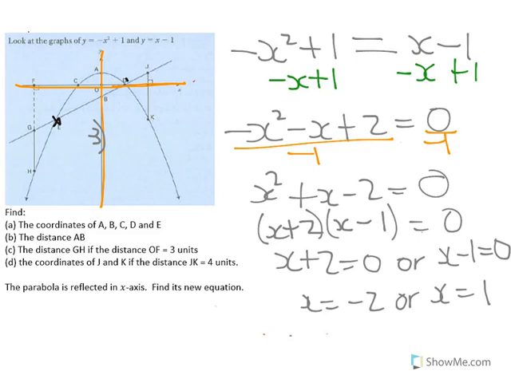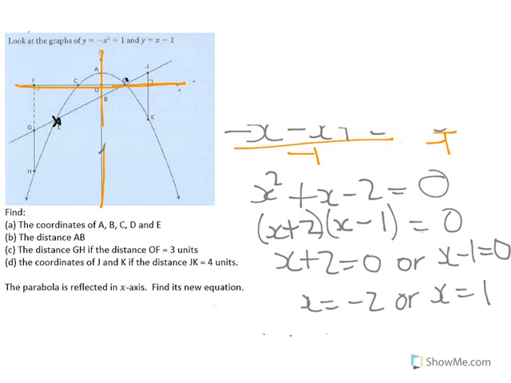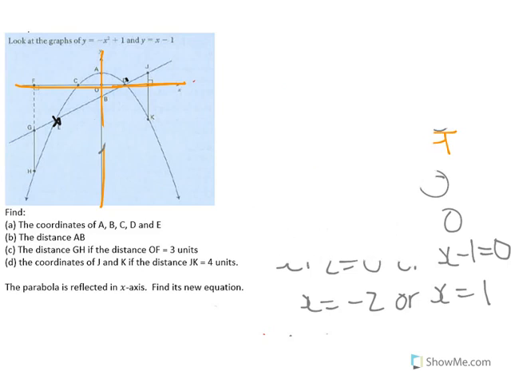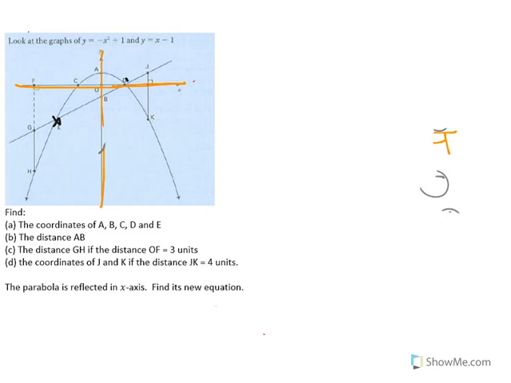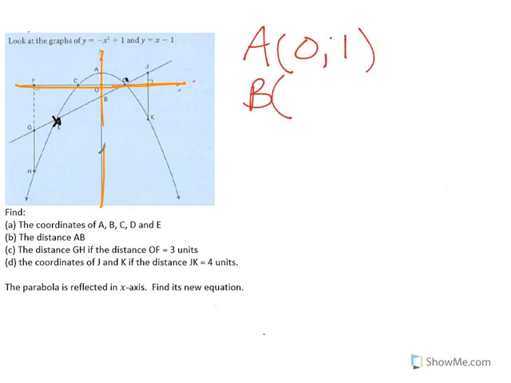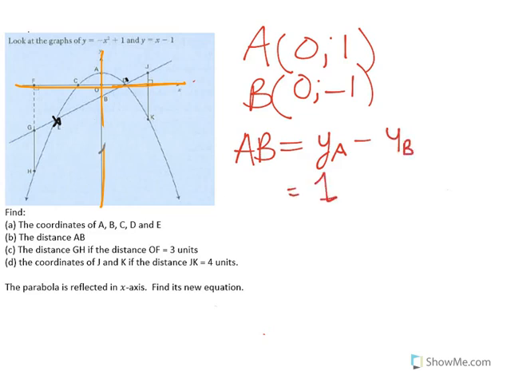Okay, and then you're asked to find the distance AB. And because A and B are vertically aligned, they're both on the y-axis, we can find the length AB by subtracting the y-coordinate of B from the y-coordinate of A. So we know that the coordinates of A are 0 and 1, and the coordinates of B are 0 and minus 1. So the distance AB, or the length AB, is going to be the y-coordinate of A minus the y-coordinate of B, and that would be 1 minus minus 1, which is just equal to 2.